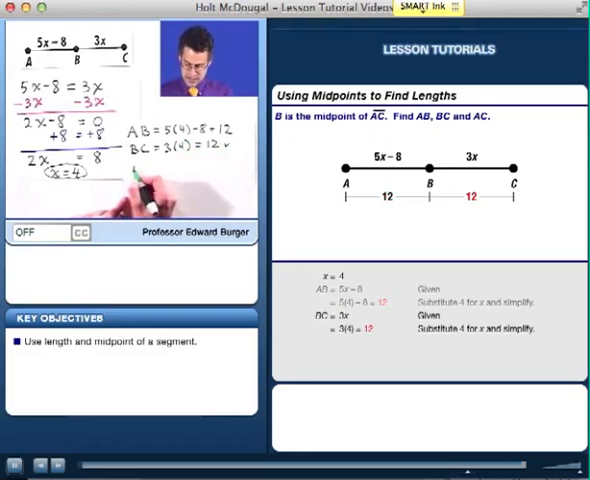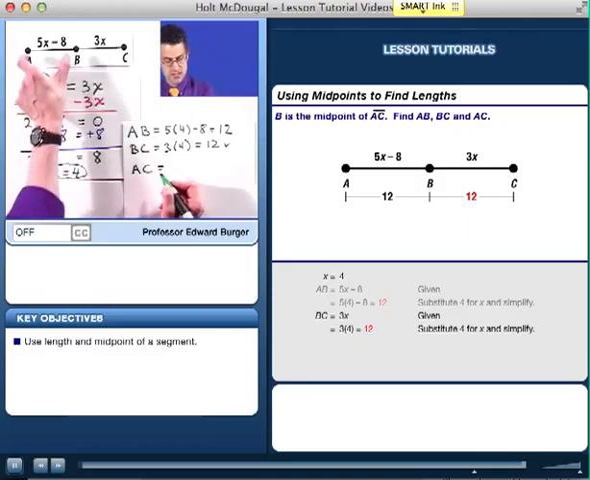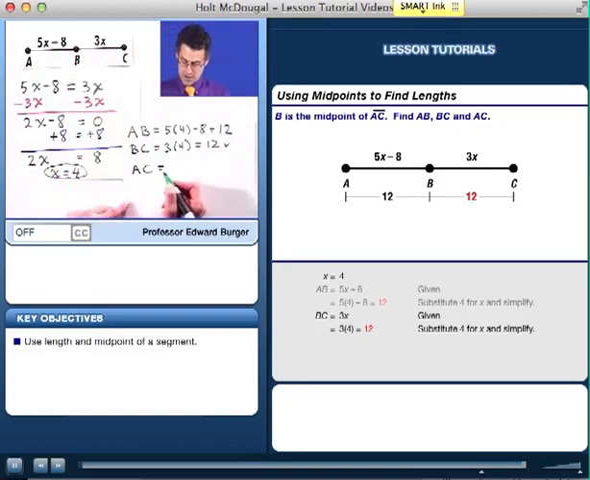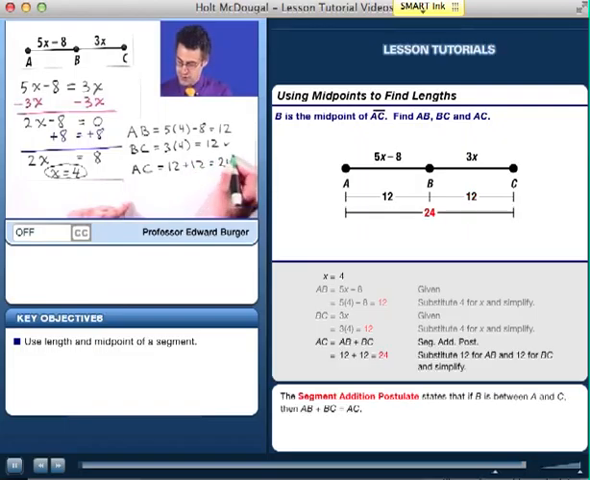And finally, what's the length of AC? Well, we know it's 12 plus 12 by our postulate, also known as 24. Neat.